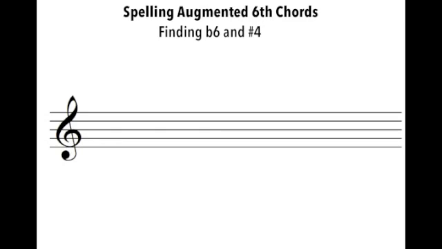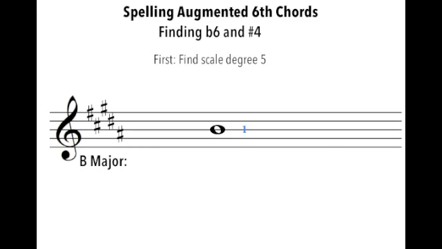Now, finding the pitches for flat 6 and sharp 4, here's a little trick. Let's do this in B major, and first find scale degree 5. So we start at scale degree 1, and we count 1, 2, 3, 4, 5. We find F sharp. Now let's spell a perfect octave on F sharp on scale degree 5.